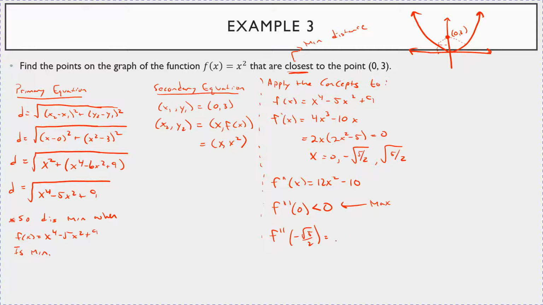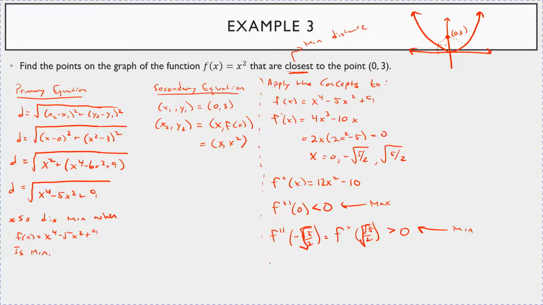But if you take f double prime of both of these, because you're squaring them, you end up getting the same value. Both of those numbers are greater than 0, right? Like when you square root, sorry, a little mistake there. You get 5 halves times 12 is 30 minus 10 is 20, so it's greater than 0. So these are the min. And that's why you can see there's 2 points here.